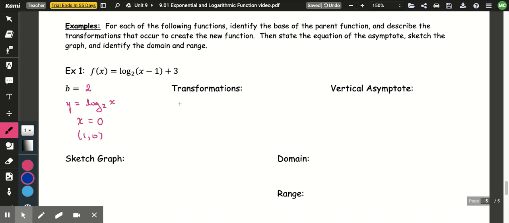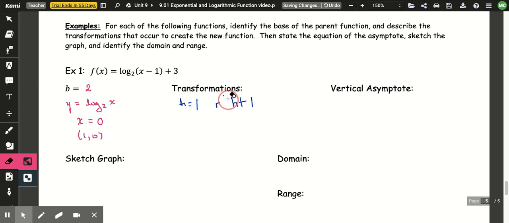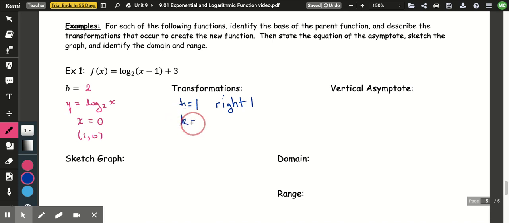We've got an h value of 1. It says x minus 1 within the function, so that means it's going to the right 1 unit. That looks terrible. Try that again. There. Okay, and the k value is a 3, so that means it's going to translate up 3.